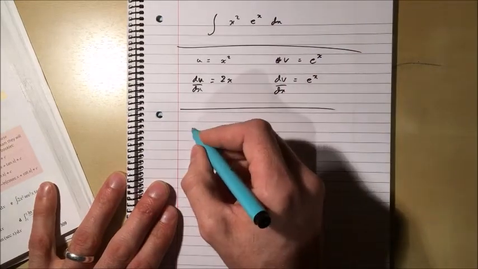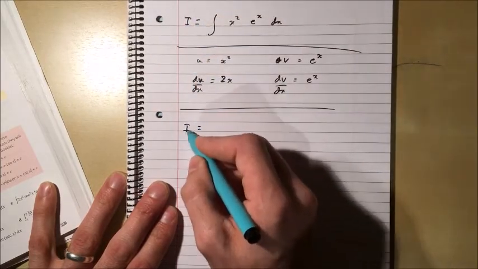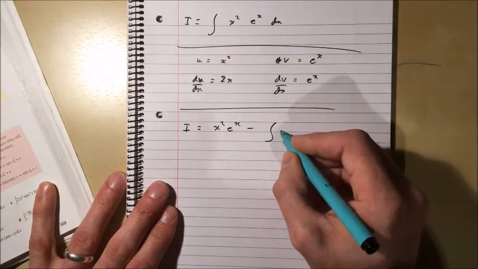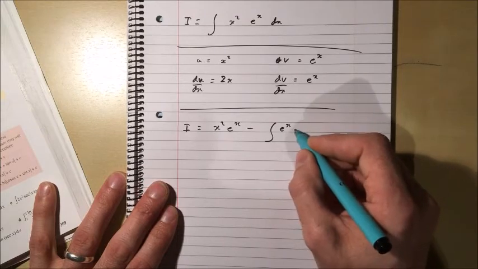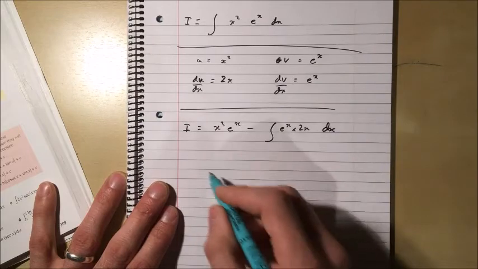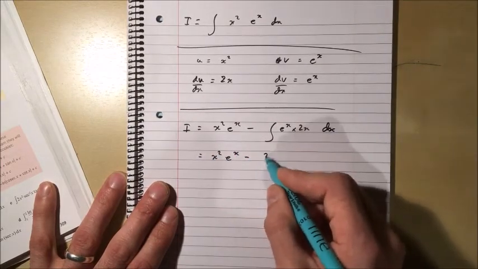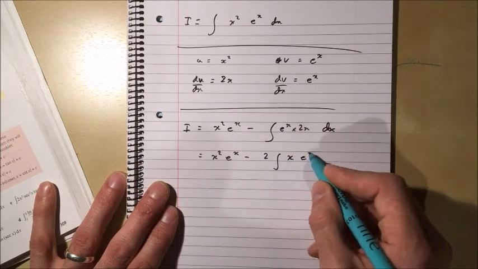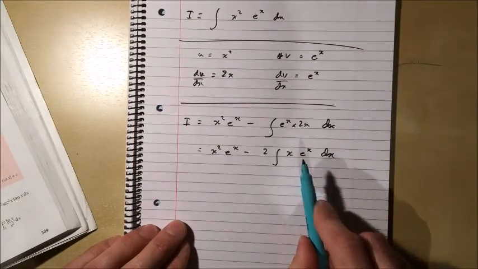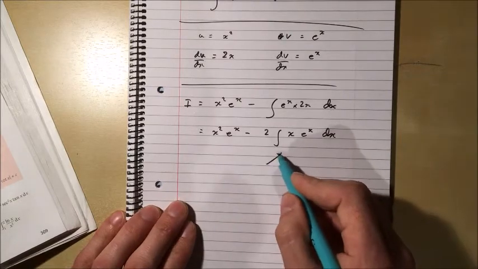So by parts, we get our integral is uv minus the integral of v du by dx. And we get x squared e to the x minus 2 the integral of x e to the x dx. And we've got a problem because we don't know what the integral of this thing is. But it is a product of functions. So I could probably just apply parts again.